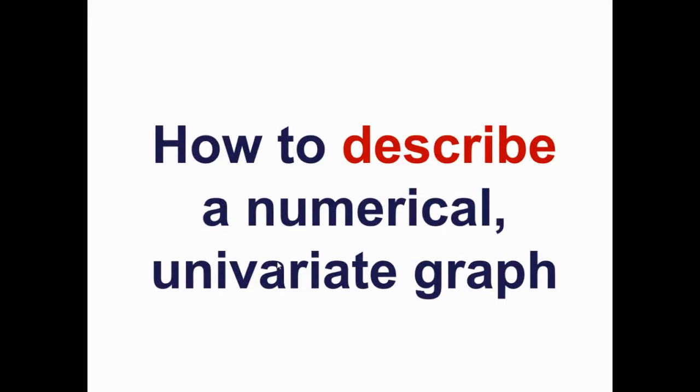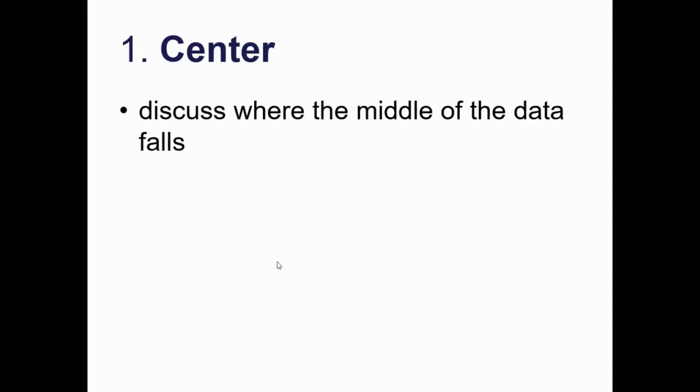So that leads us to how do we describe a numerical univariate graph? Remember, univariate means how many variables? One. First, one thing we can do is look at the center. As we'll see tomorrow, that's the C in CUSS. Center. So discuss where the middle of the data falls.